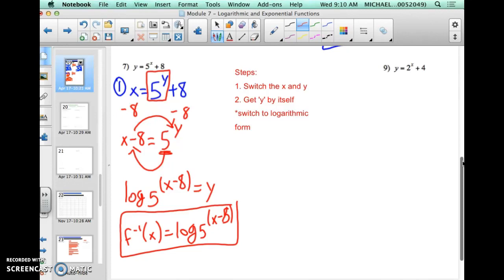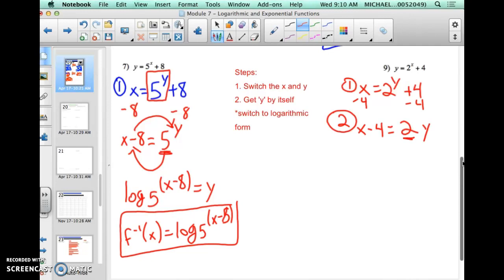At this point, you should have tried number 9 on your own. I'm going to show you my work. First step is to switch the x and y locations. And then the second step is to start isolating y. In order to do that, I have to subtract 4 on both sides. So now I have x minus 4 equals 2 to the y, and then I switch it to logarithmic function. So it's going to be log base 2 of x minus 4 equals y.